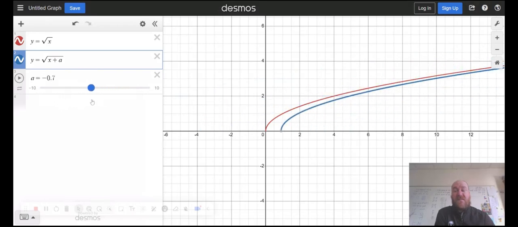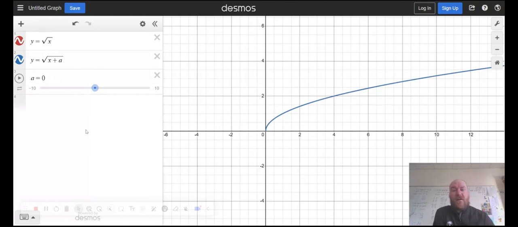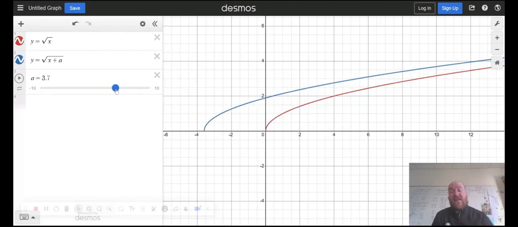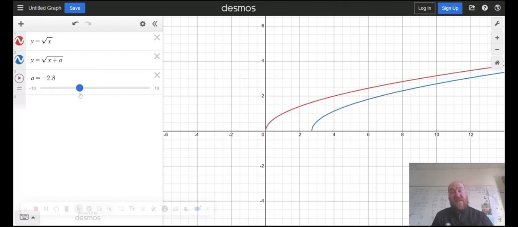And that's because if I want to translate, which is to move, a function left or right, you add and subtract to the x inside whatever operation is happening to it. But it works in the opposite way. So if I increase that number that I'm adding, it actually moves more to the left. And if I decrease the number that I'm adding, then it moves to the right.